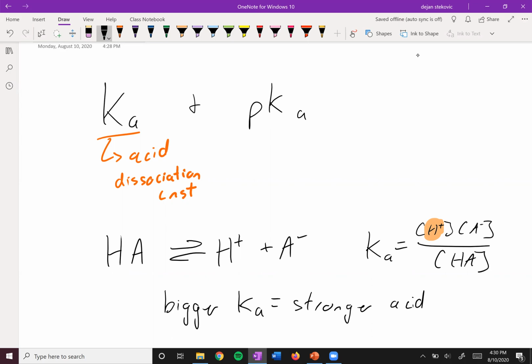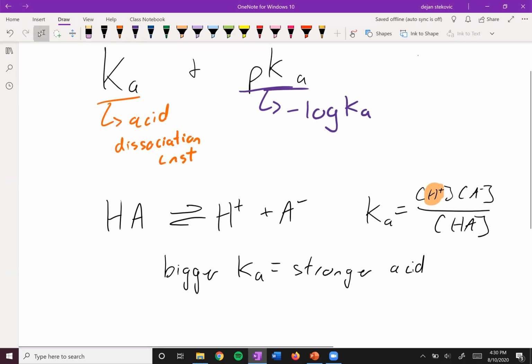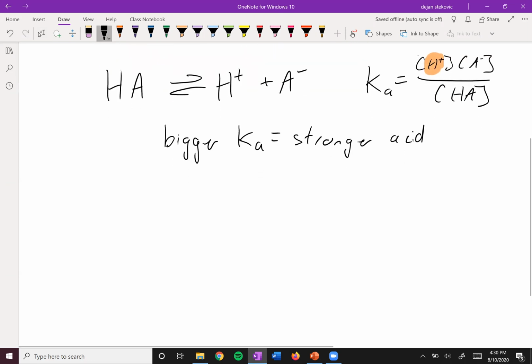However, nobody really talks in terms of Kas, right? These numbers are something like 1.2 times 10 to the negative 4, 1.3 times 10 to the negative 8, things like that. That's a mouthful to say. So instead, what we use is pKa, and it means the same thing. It's just a quicker, more efficient way of saying it. So this means the negative log of the Ka. So you literally just take your Ka, plug it in your calculator, negative log it, right? So your pKa, again, is the negative log of the Ka.